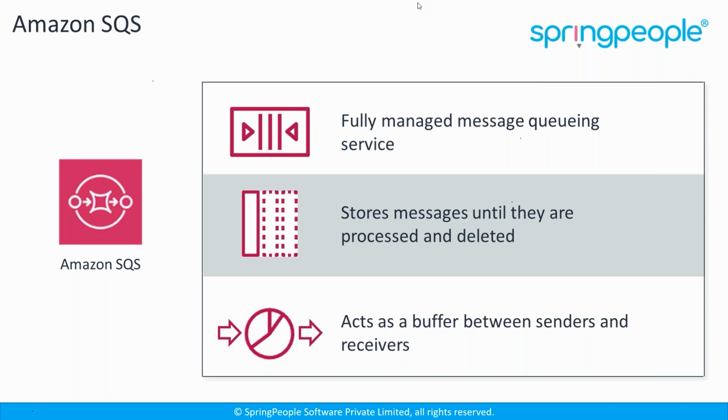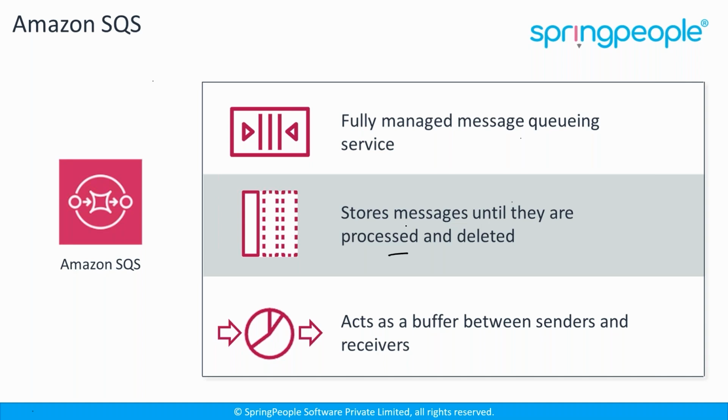All this will be taken care of by AWS. All you need to do is push the message to the queue, and then pull it out from the queue. That's your work. Then it stores the messages until they are processed and deleted. Of course, there is an exception: the maximum number of days your message could be within the queue is 14 days. Not more than that.